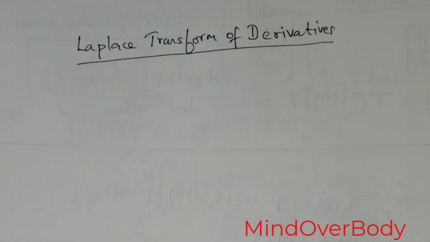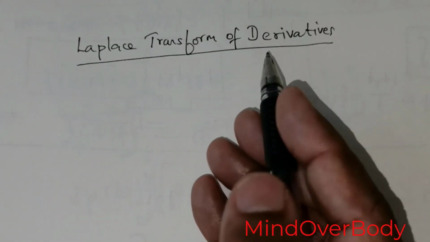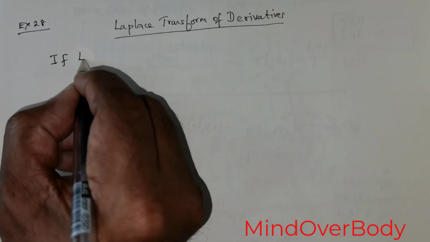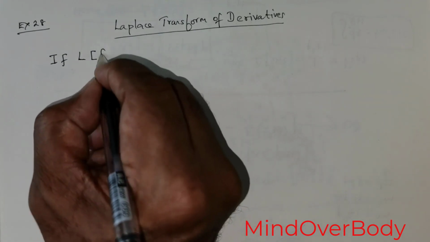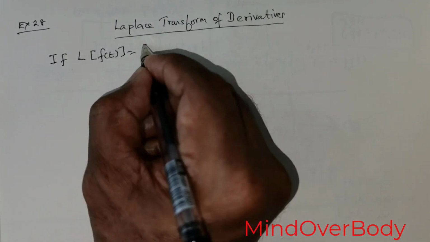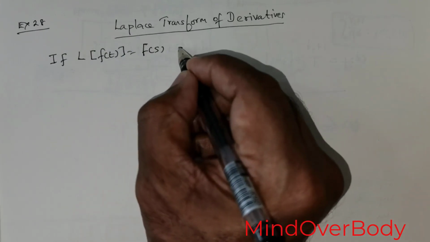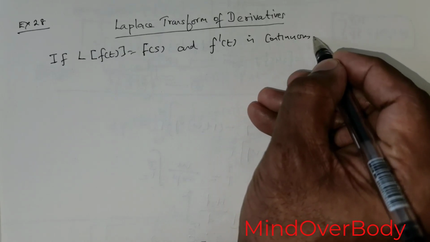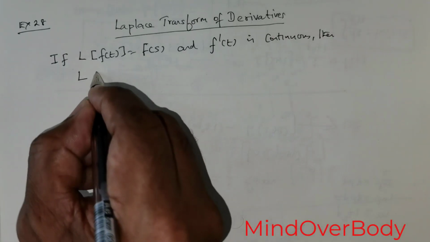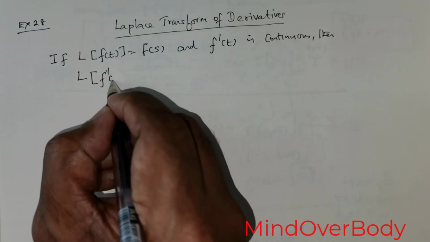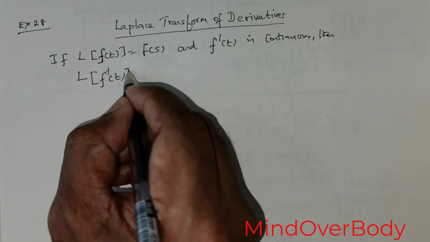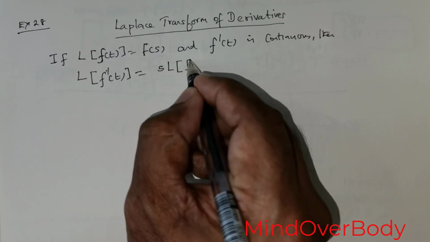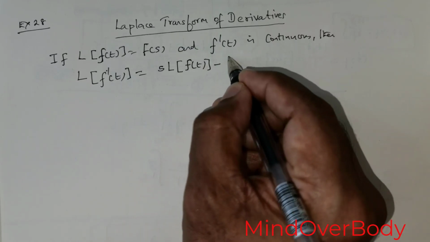So, having mentioned that, let us proceed on. The topic is Laplace transform of derivatives. Let me state the definition. If we are given that the Laplace transform of f of t is equal to F of s, and f dash of t is continuous, that's critical, then the Laplace transform of f dash of t is equal to s times the Laplace transform of f of t minus f of 0.